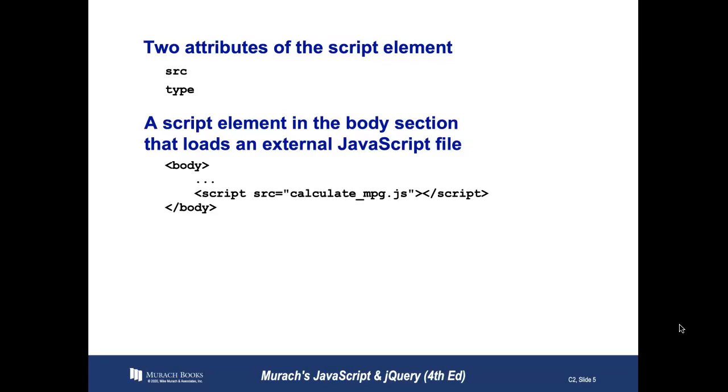There's source, and there's type. In this case, you see script source equals calculate_mpg.js. This means that the JS needs to be in the same exact folder as the HTML document. A lot of times we put JS files inside our JS folder because we may have multiple JS files. In that case, we would write script source JS/calculate_mpg.js.